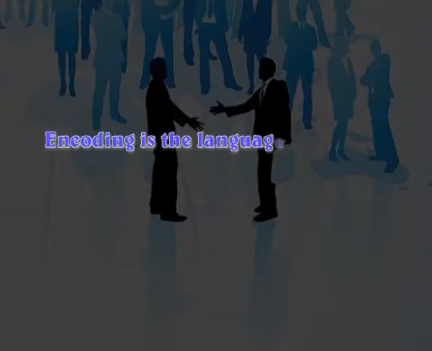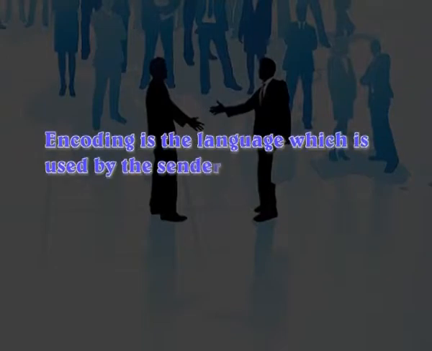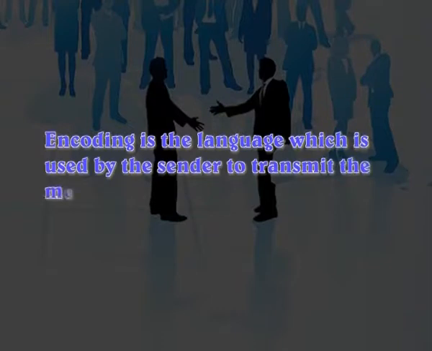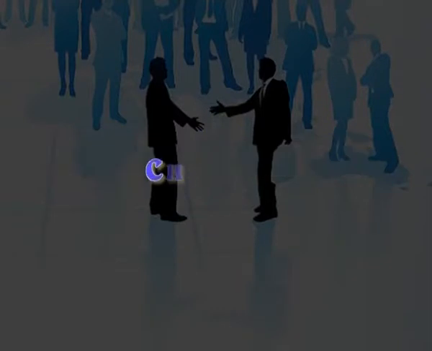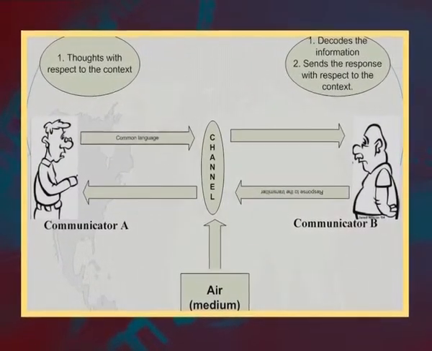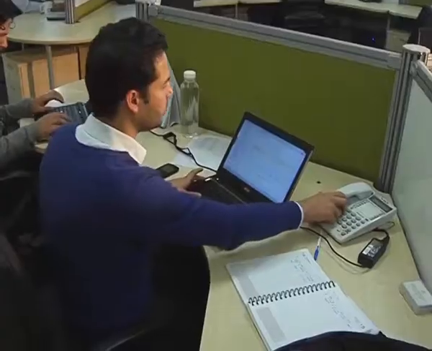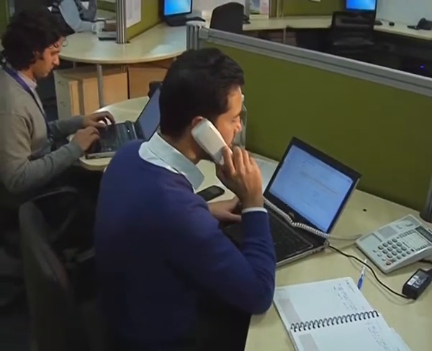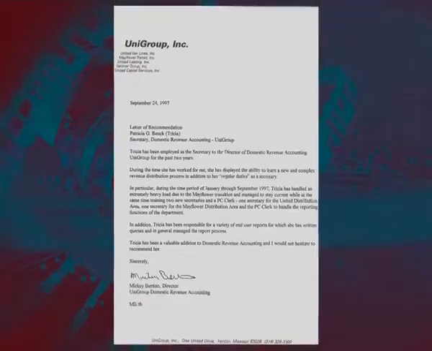In simple words, encoding is the language which is used by the sender to transmit the message. D. Channel. The next important element is the channel or the medium through which the message will be transmitted from the sender to the receiver. There are different channels or media through which a message can be transmitted. Most commonly used channels are the telephone, the letter, face-to-face conversations and so on.